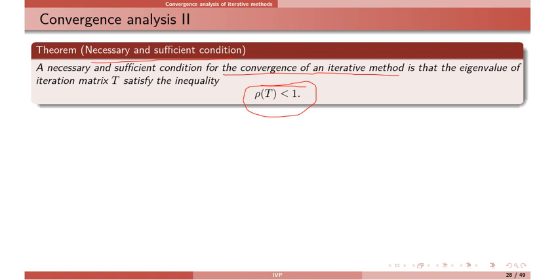This means the largest eigenvalue. So what is the spectral radius? This is the largest eigenvalue of matrix T. In other words, if the largest eigenvalue of the iteration matrix is strictly less than 1, then the method will converge. If the method converges, then the converse is also true, so the spectral radius will be less than 1. And if the spectral radius is equal to 1 or greater than 1, then the method will not converge. So this is the necessary and sufficient condition for convergence of any iterative method.